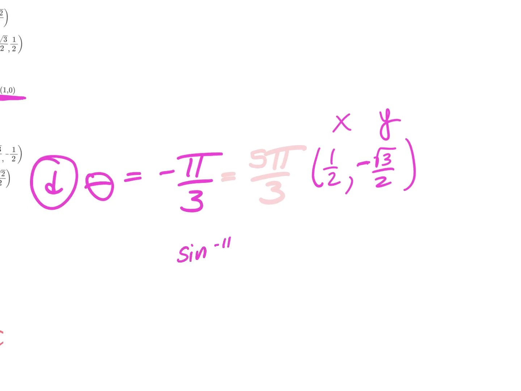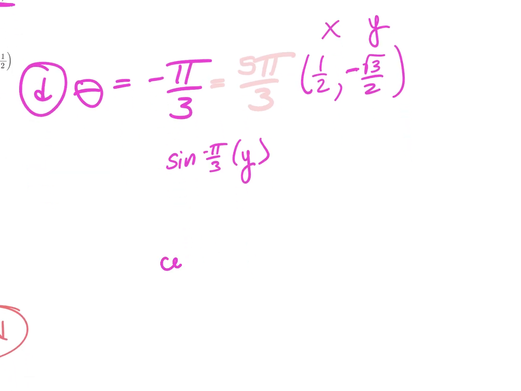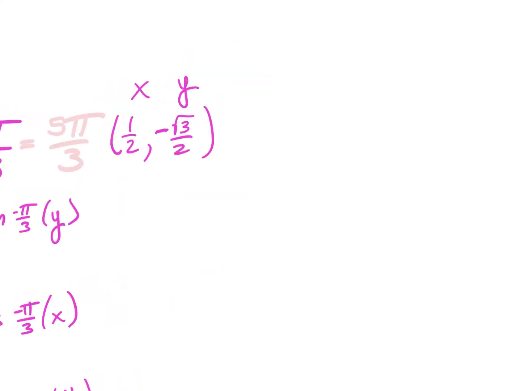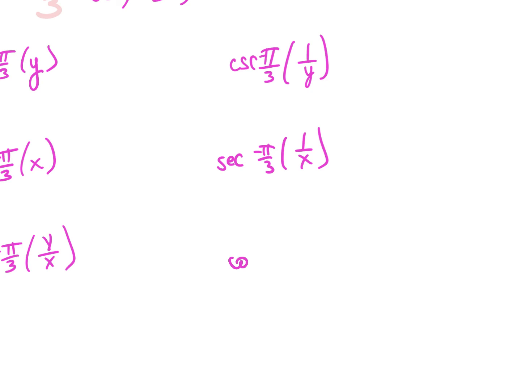So the sine of negative pi over 3, again, which value is sine? Y, good. Cosine of negative pi over 3, which value is that? X, good. Tangent of negative pi over 3 is which value? Y over x, okay. So then sine goes with cosecant of negative pi over 3, which is going to be 1 over y. Secant of negative pi over 3 is going to be 1 over x. And then cotangent of negative pi over 3 is going to give me x over y, right? That's what I'm looking for.